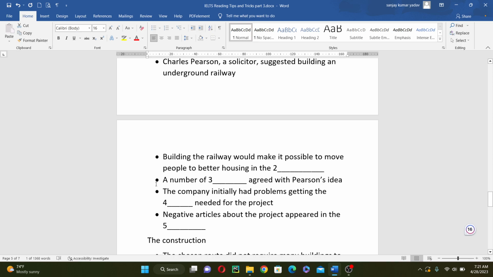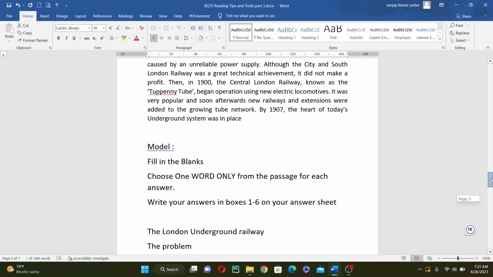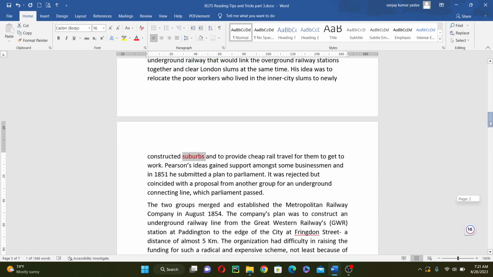A number of dash agreed with Pearson's idea. Maybe some people agreed with the person's idea, or some businessmen, or some coach, or anybody. So we have to look at who has actually agreed with the person's idea. So this is your answer.